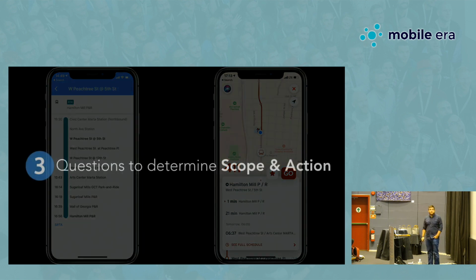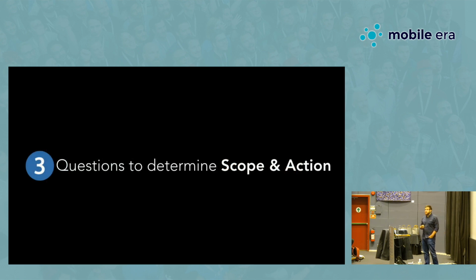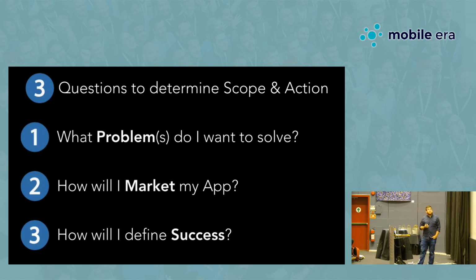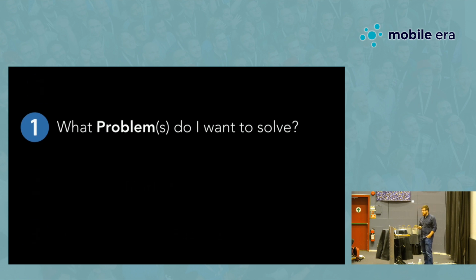So I asked myself the 3 questions to determine scope and action that we've talked about. The first question for me was, what problem do I want to solve? The second, how will I market my app? And the third is, how will I define success?